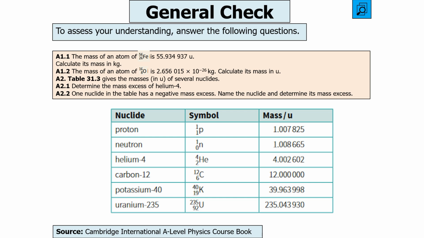Then the mass of an atom of oxygen is 2.656015 times 10 to the minus 26 kilograms. Calculate its mass in U.